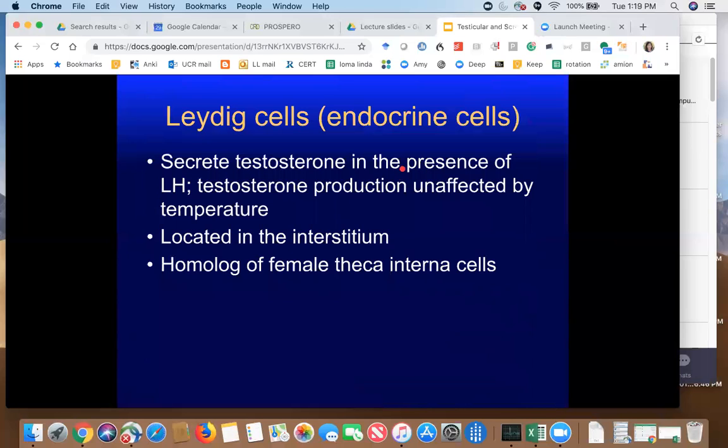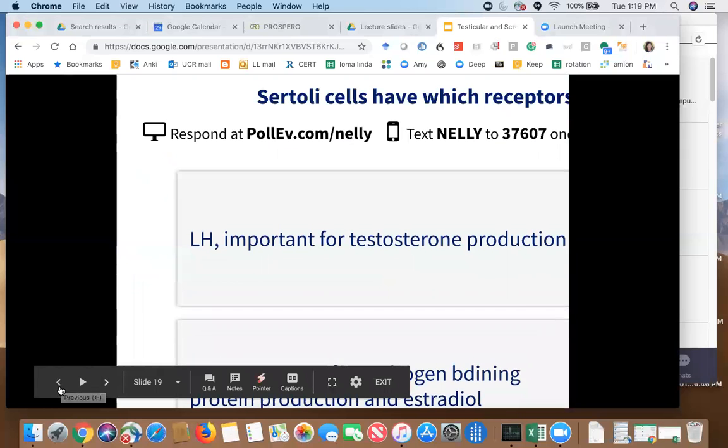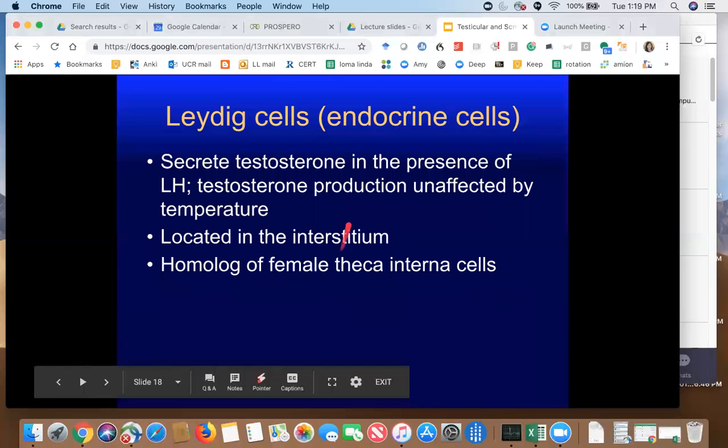In contrast, Leydig cells, these are endocrine cells, and they secrete testosterone in the presence of LH. So they produce testosterone. Sertoli cells capture the testosterone and keep a high local concentration through the androgen binding protein. Leydig cells are located in the interstitium, and they're a homologue of the thecal interna cells. Right? So that means that you can have cancer from any of these cells.